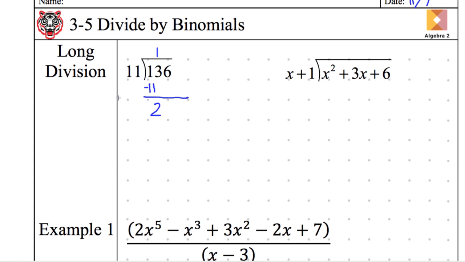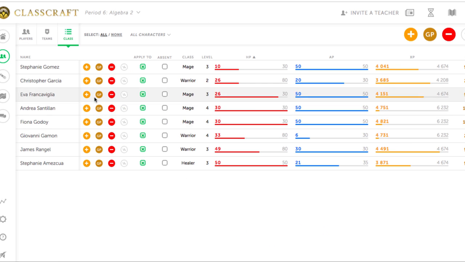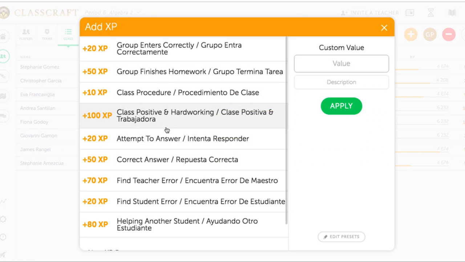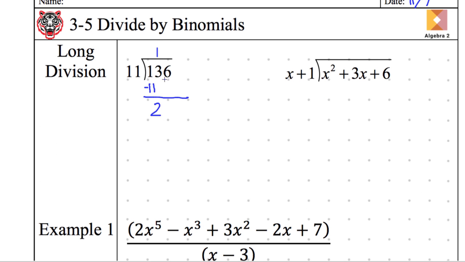You're welcome. And let me give James his XP before I forget. There you are, James. All right, and now I'm going to do what? I need the next few steps. You bring down the 6. So I have 26. And what's the next step, Stego? See how many times 11 goes into 26. Literally goes in twice. Subtract 22. Nice.